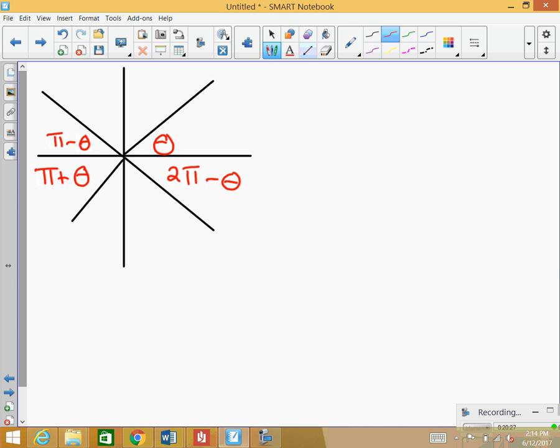So we try to find our special angle, whatever it is. If it's in the second quadrant, subtract it. Third quadrant, add it. Fourth quadrant, 2 pi, subtract that.